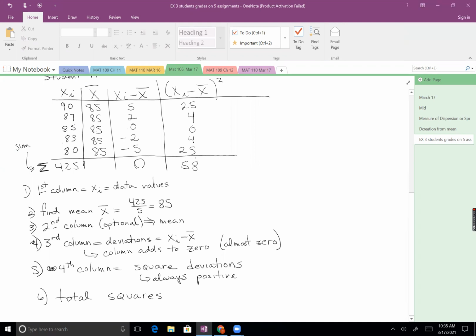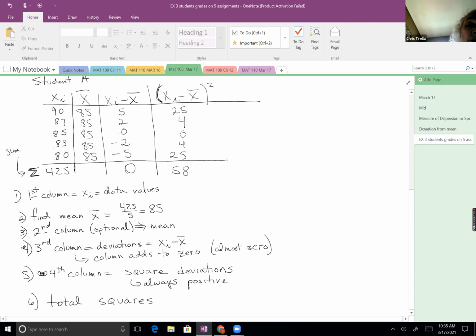On that last column, the 25, the 4, the 0, the 4, and the 25, how did we get those? Do you see how what's written up here is in parentheses x i minus x bar squared? So what we're doing is we're taking the next door neighbor and squaring it. So if I were to take 5 squared, I'd get 25. 2 squared would give me 4. 0 squared would give me 0. Negative 2 squared would give me 4. I'm just squaring its next door neighbor.